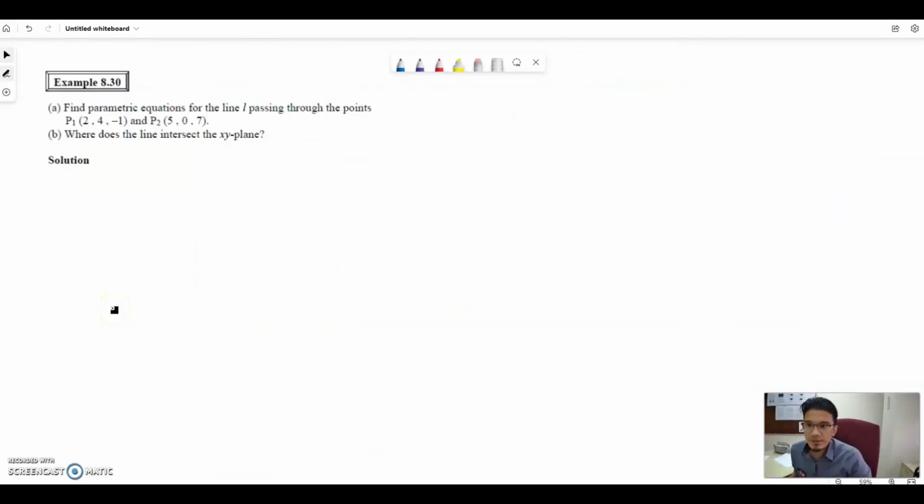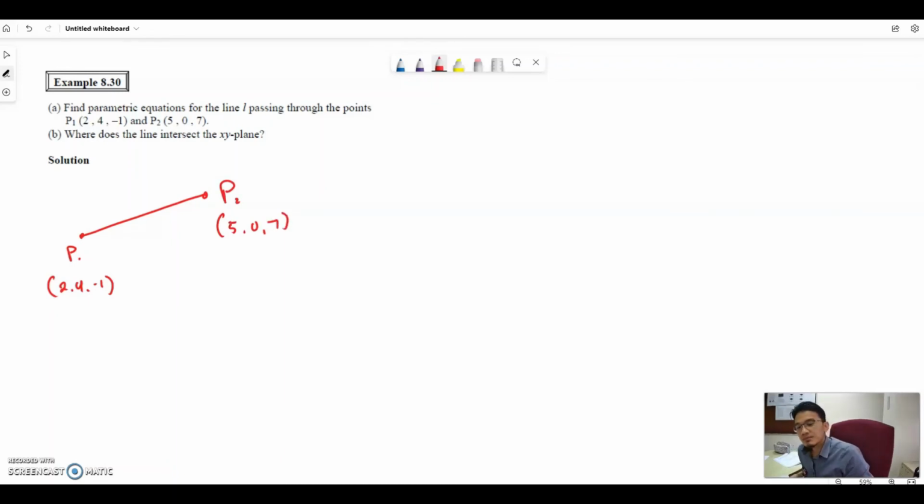We proceed to the next example, example 8.30. Find the parametric equation for the line L passing through points P1 and P2. So we have a line from P1 at 2, 4, negative 1, and then P2 at 5, 0, and 7.